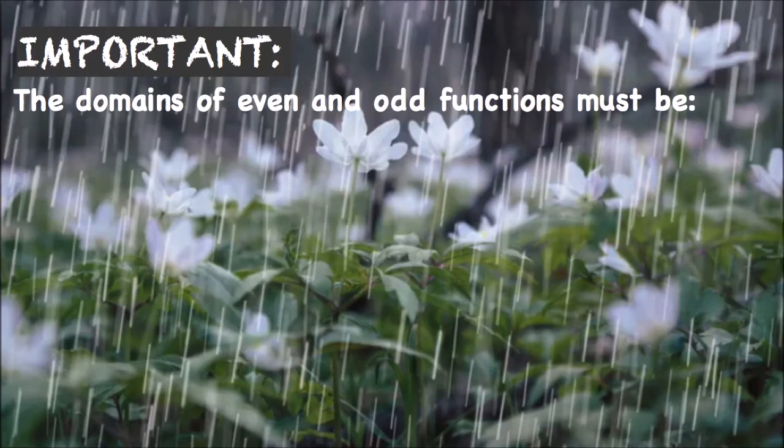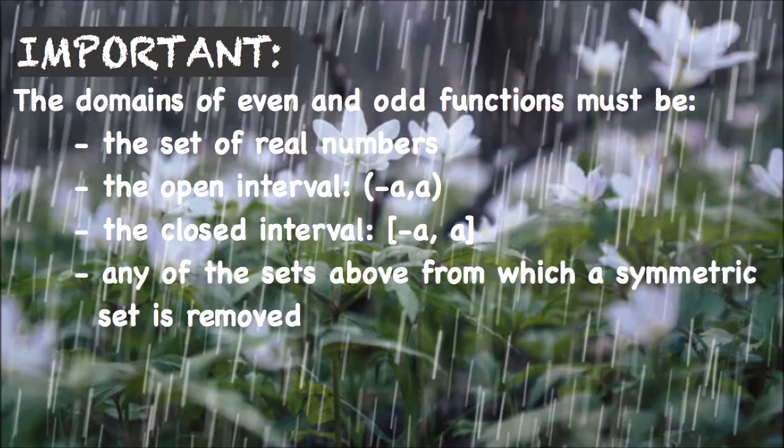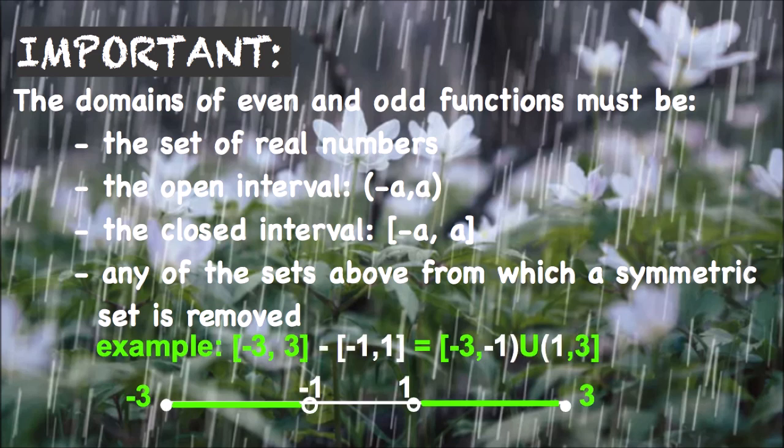Important. The domains of even and odd functions must be the set of real numbers, or the open interval (-a, a), or the closed interval [-a, a], or any of the sets above from which a symmetric set is removed. Example: the closed interval [-3, 3] minus the closed interval [-1, 1], which results in the closed interval [-3, -1) united with the open interval (1, 3].